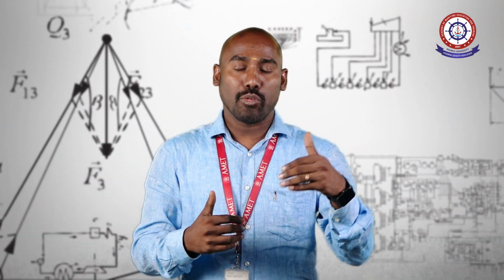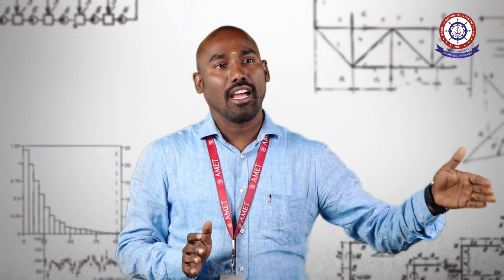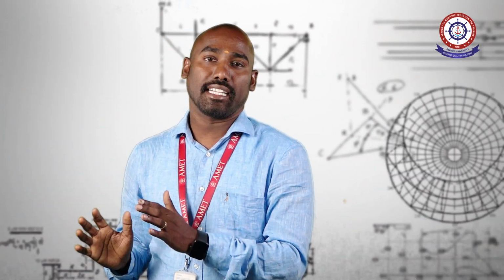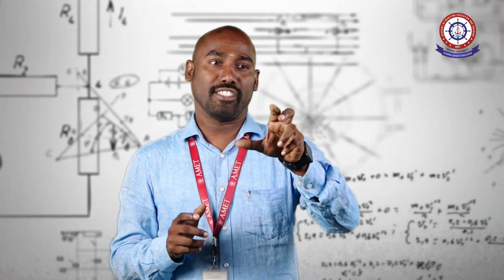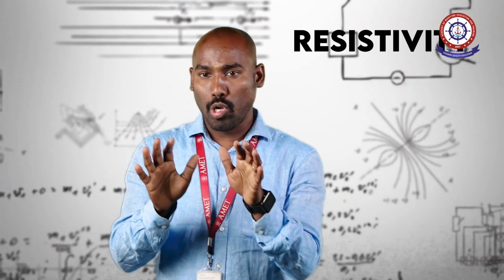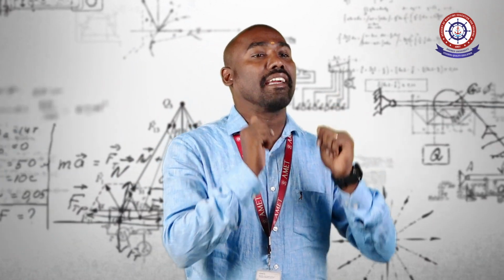Then we have classified what semiconductors are. As I mentioned, the conductivity of semiconductors lies between a perfect insulator and a perfect conductor. This is one type of classification. The other type of classification is with respect to resistivity. As you all know, when the temperature increases in a conductor, the resistivity increases.